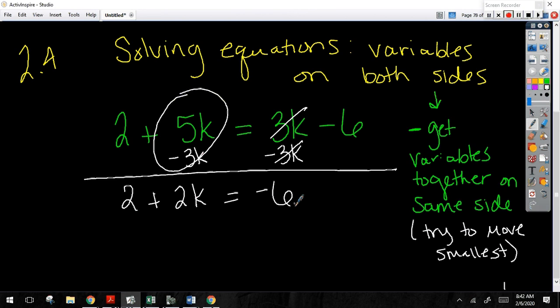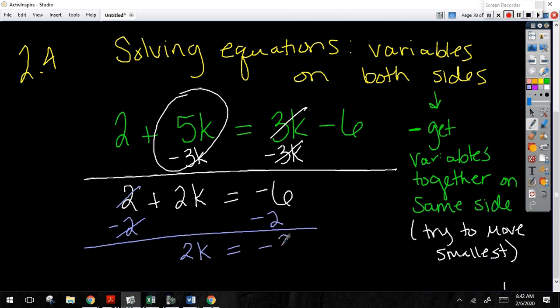So now, what am I going to do to get k by itself? Subtract 2. Contain yourself, David. All right, so 2k equals negative 8. And now, y'all, everybody's hollering the answer because at this point it's easy. k equals negative 4. Okay? Anybody confused on those if we've got them on both sides that way? CJ?